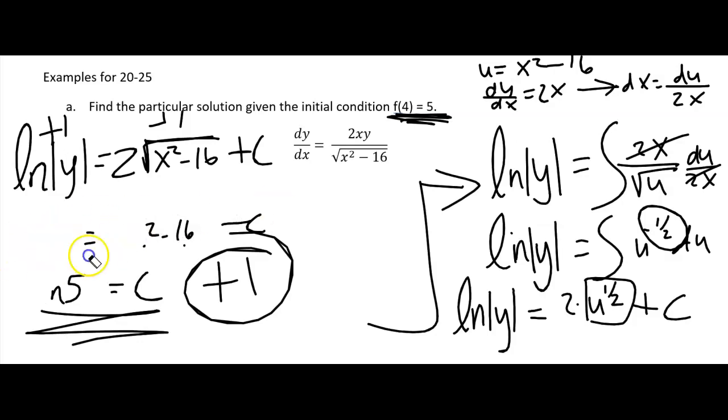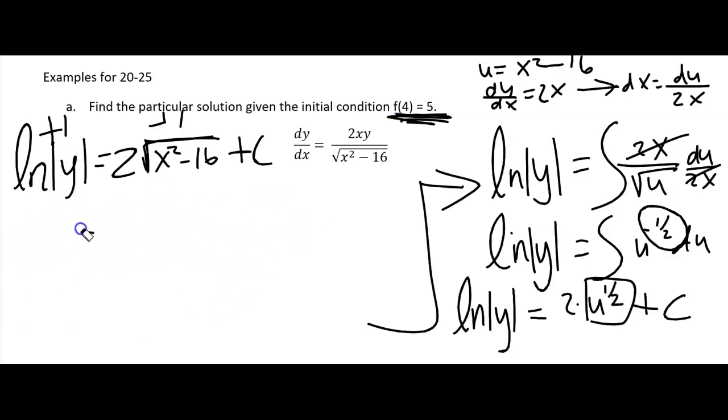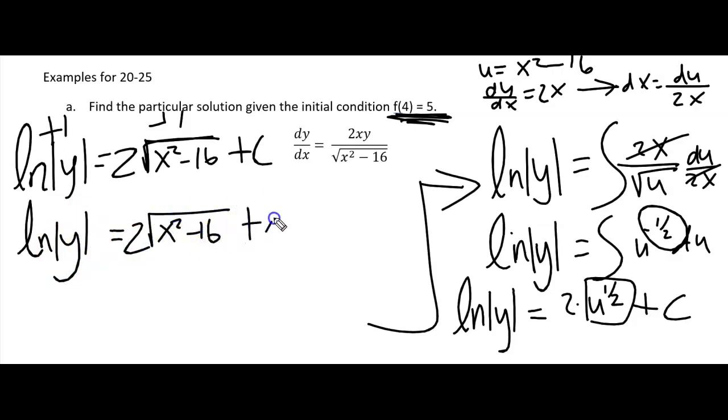Okay, but now that we know what C is, we can go ahead and plug in the C. So now I have ln of y is equal to 2 square root of x squared minus 16 plus ln of 5. Okay, the last point for this is to get the y by itself. It's pretty simple, and I'm pretty sure you're going to get credit if you just do one simple thing with this.